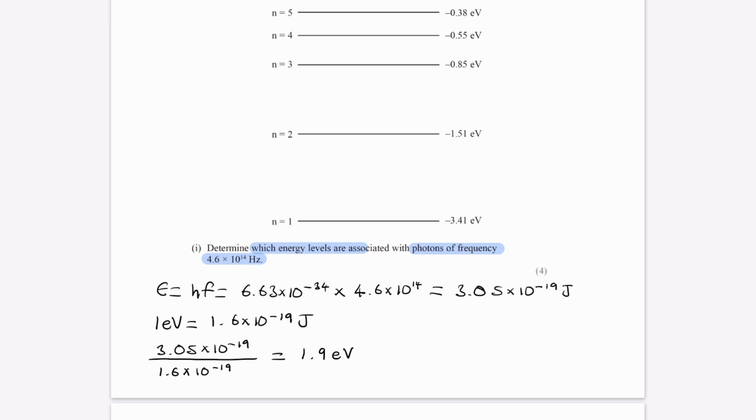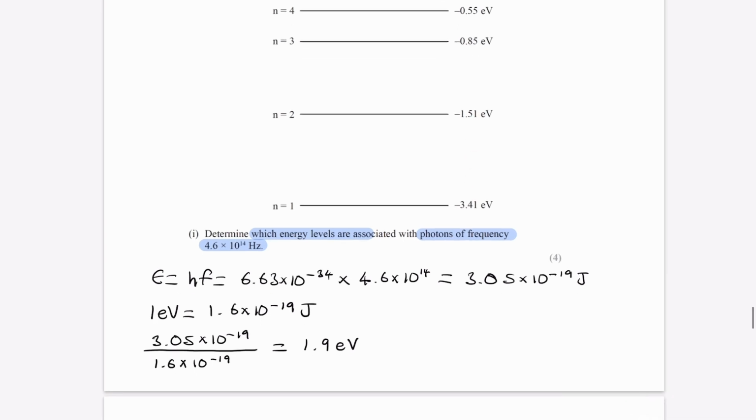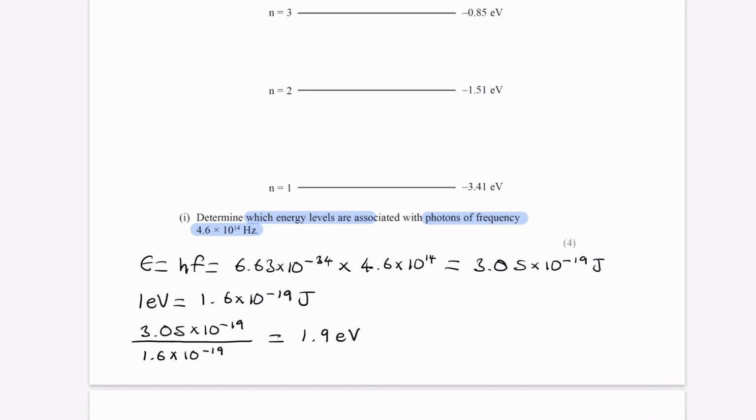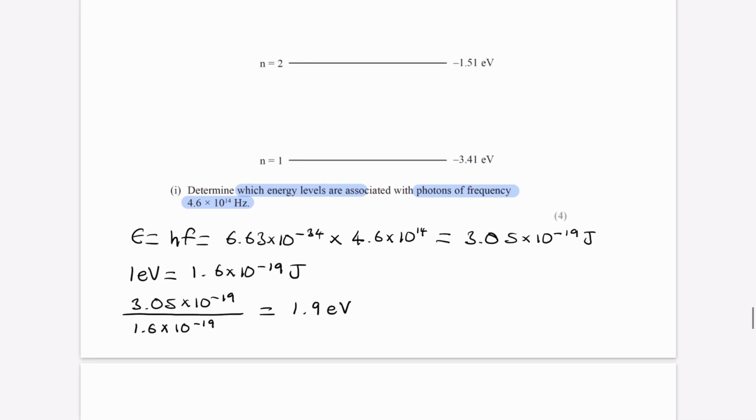It's the difference between n equals 2 and n is equal to 1. The difference between these two is 1.9 eV, and therefore the energy levels which are associated with photons of that frequency are 2 and 1. And there's two processes that you can discuss here.